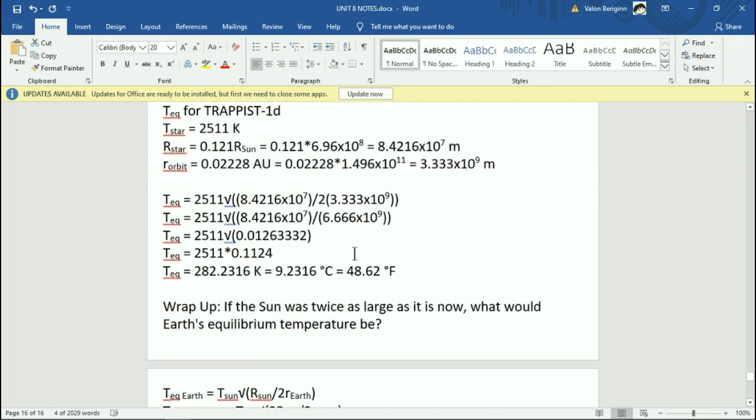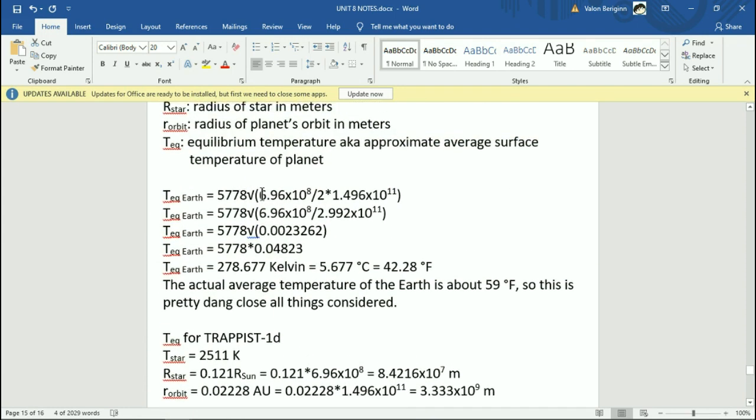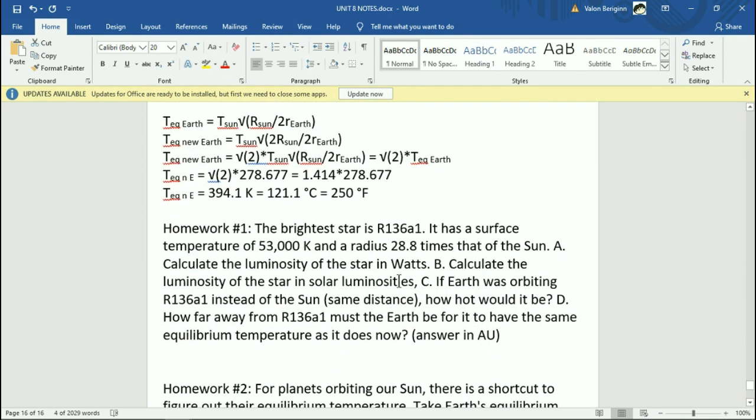Then if the Earth was orbiting this star instead of the sun, same distance, how hot would it be? So you're going to find the equilibrium temperature, this time with the temperature of this new star, the radius of this new star, but the same distance. You'll find the number is very large.